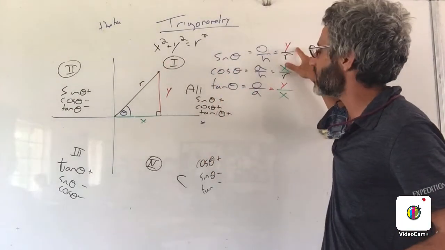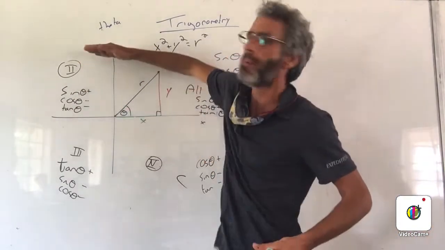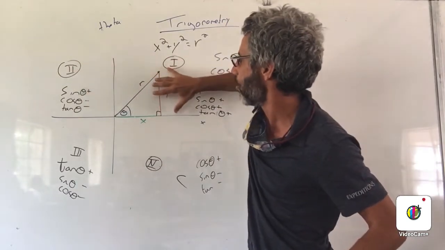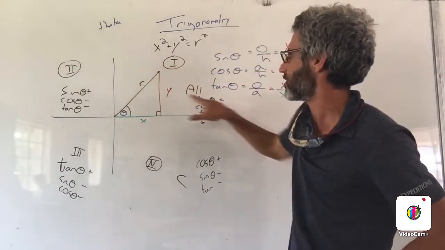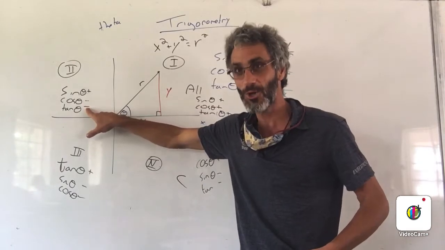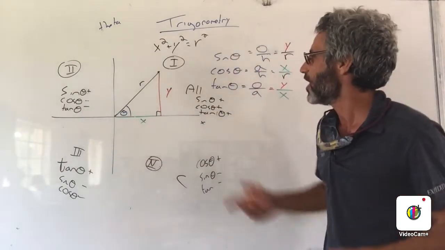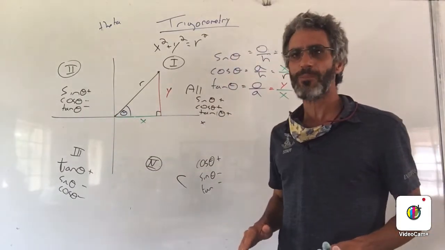R is always a positive number, it's the hypotenuse. But the y, when is the y positive? As long as we're above the axis. Anywhere here, the y is positive. So sine is going to be positive here and here.